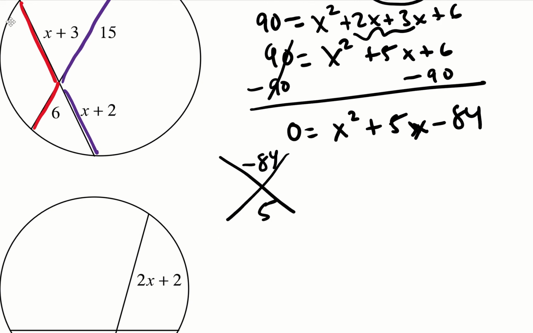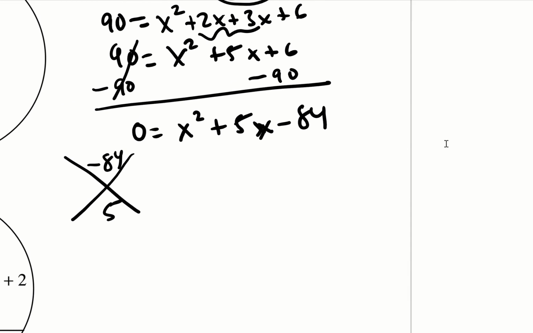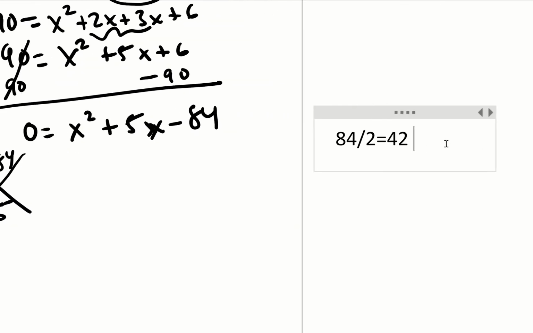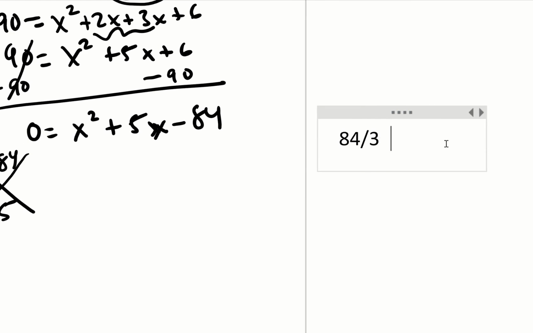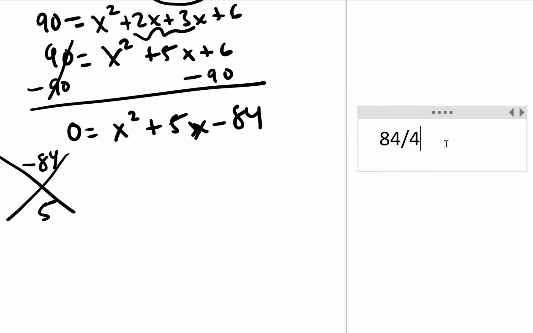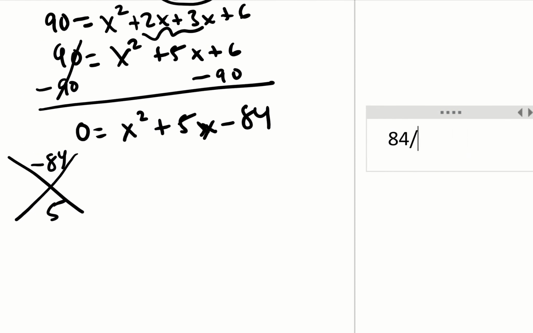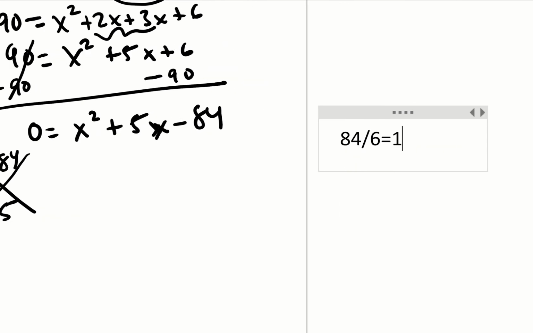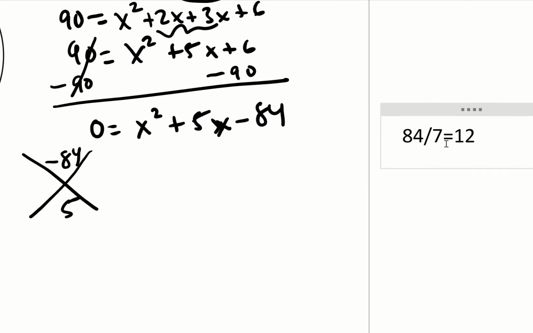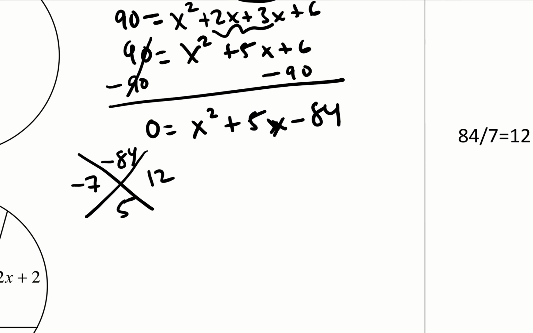So in that case, let's do that on the calculator and see if we can find those two numbers. 84 divided by 2, so 42 and 2 do not make 5. 3 and 28 do not make 5. 4 and 21, not quite. 6 and 14, that makes 8, so we're getting closer. 7 and 12, that makes 5. One of them has to be negative, right? So we got negative 7 and 12. That gives us positive 5.